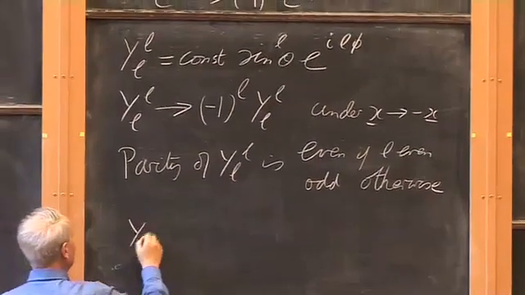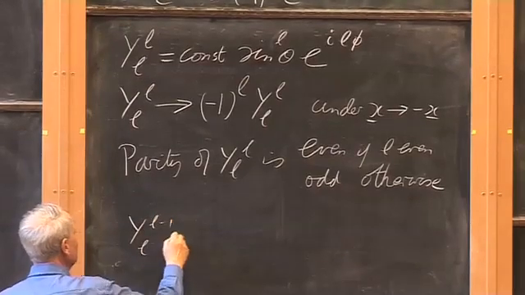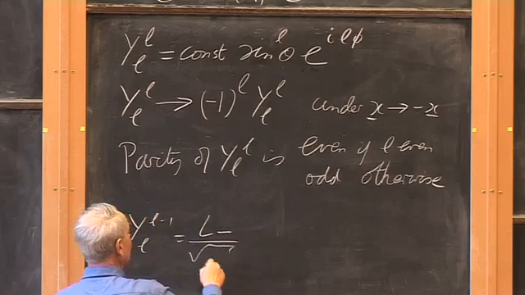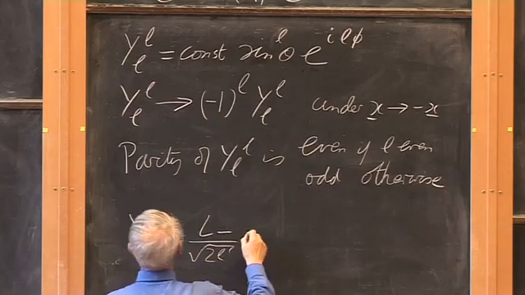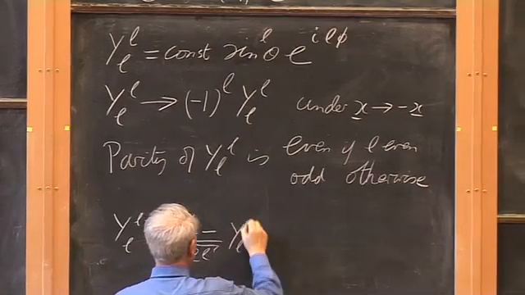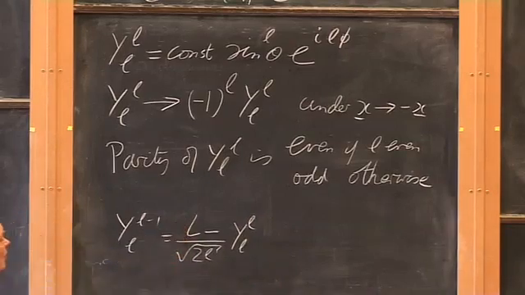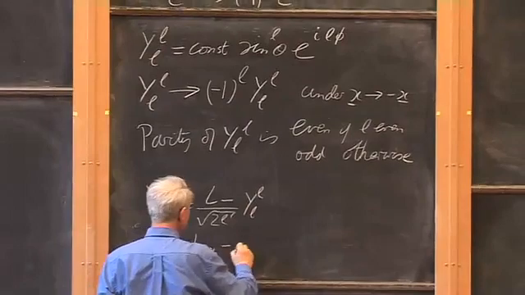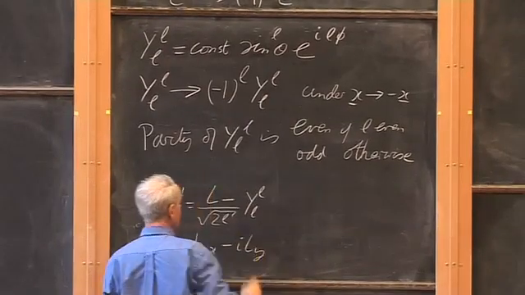that Y_L,L minus 1 is L minus over some square root that's really boring. Well, it turned out to be 2L, so we may as well put it in, times Y_LL. And what about this? What's L minus? L minus is Lx minus i Ly.